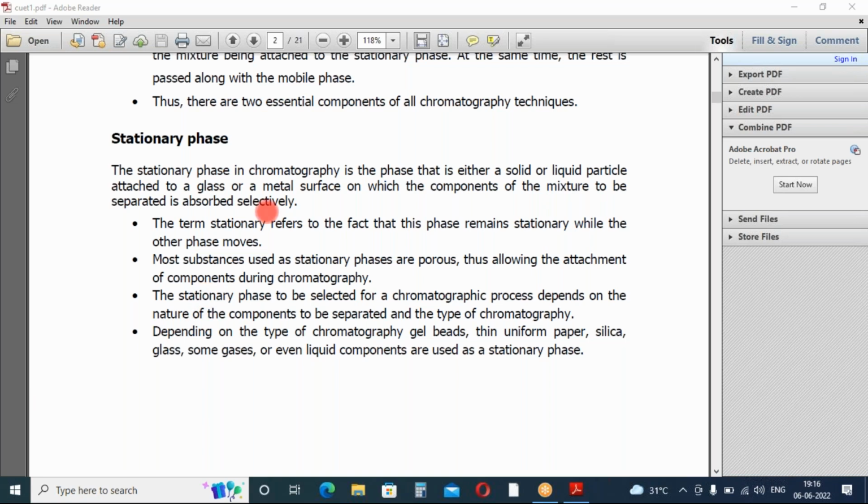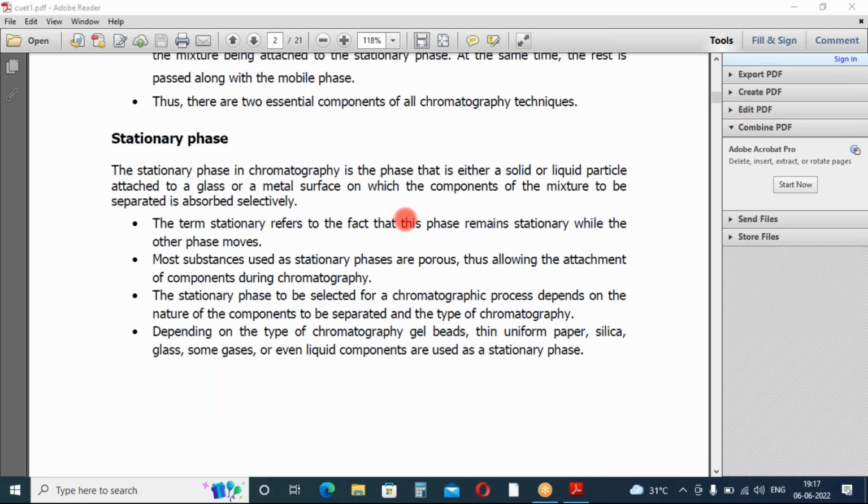Most substances used as the stationary phase may be porous ones, charged ones, or gel beds. We use different types of materials for the separation of different particles based on the stationary phase, and the stationary phase is selected for the different chromatographic processes. I think you know about the different types of chromatography techniques, like paper chromatography, thin layer chromatography, gel chromatography, and HPLC, right?